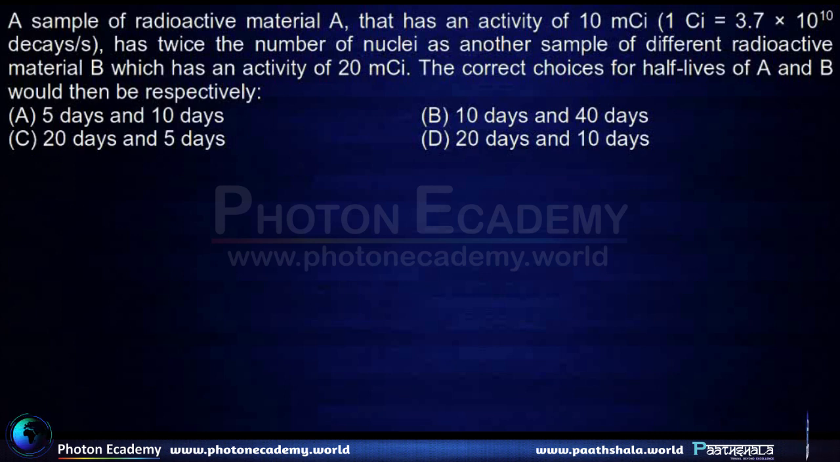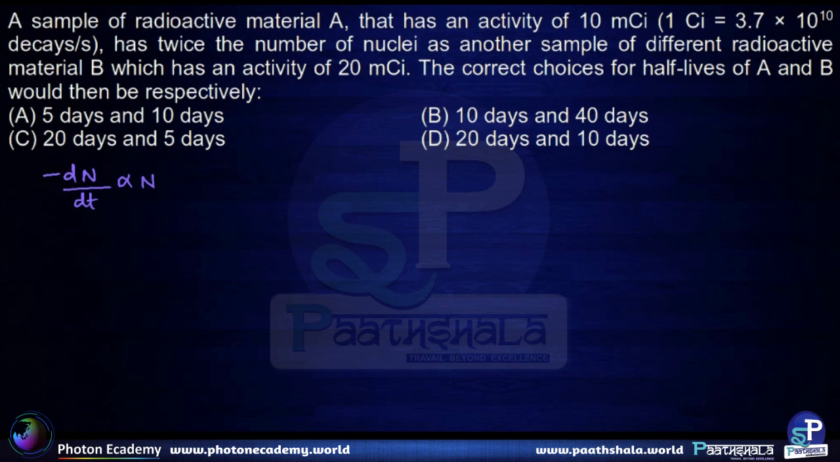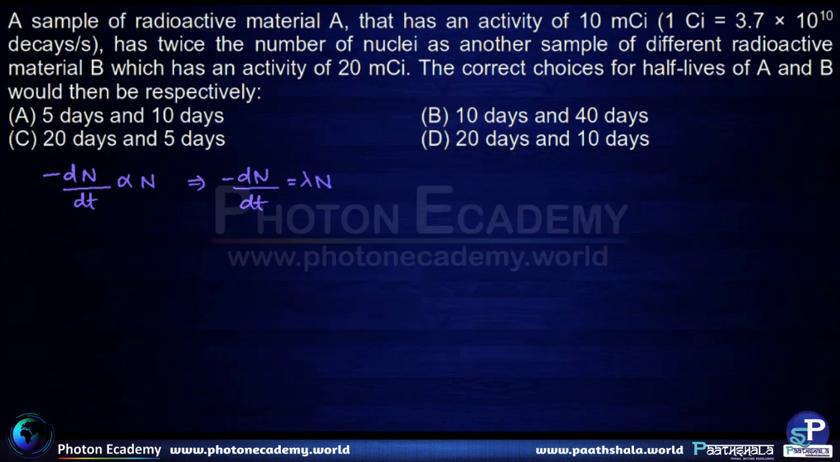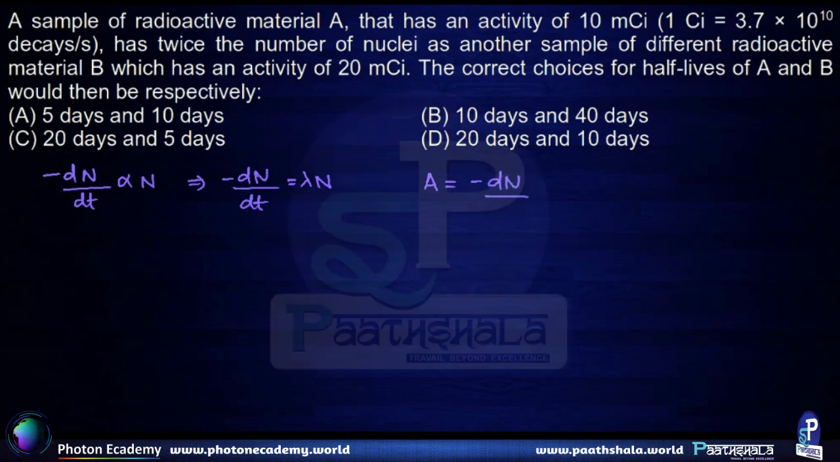The rate of radioactive decay, that is minus dN by dt, is directly proportional to N, where N is the active number of nuclei. So this becomes minus dN upon dt equals lambda N, where lambda is the proportionality constant and it is called the decay constant. Activity of any material is the rate of radioactive decay, that is minus dN by dt, which is lambda N.